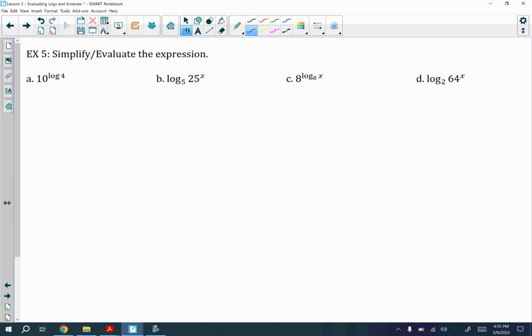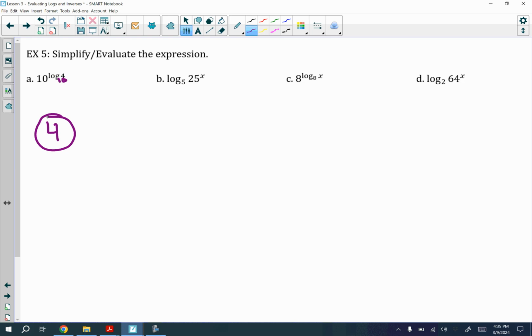Now, you may see this log and say, well, I don't see a base. What is that? Well, remember we talked about two particular types of logs: the common log and the natural log. A natural log has a base of e, but a common log has a base of 10. So anytime we don't see that base, we can assume that it is 10. So we have 10 to the log base 10 of 4 power. The bases are exactly the same. They're both 10s, so they cancel each other. So all that is left is the 4.